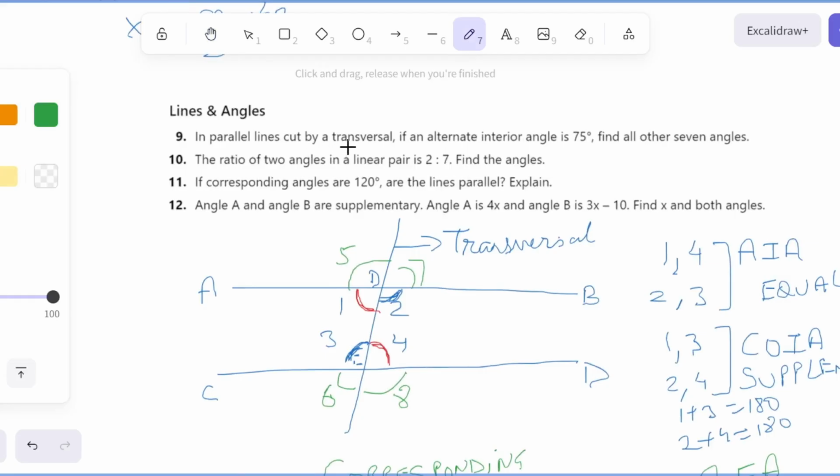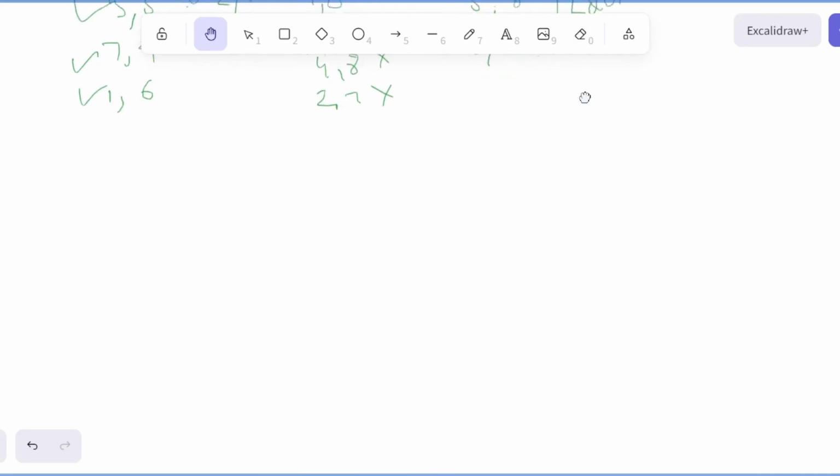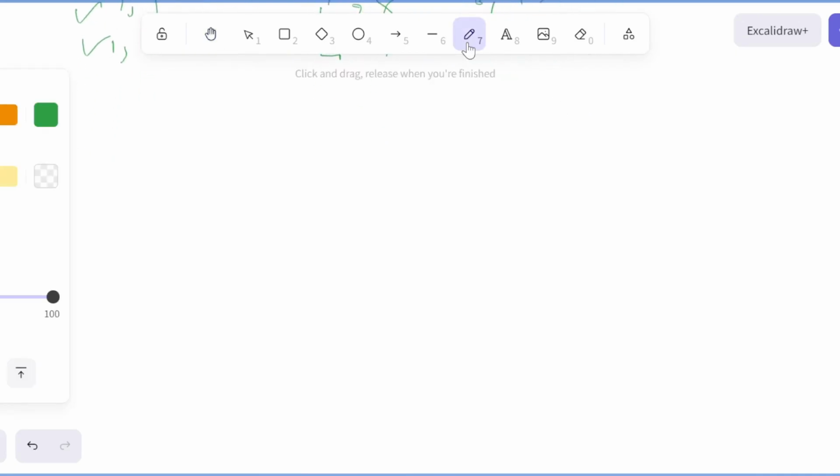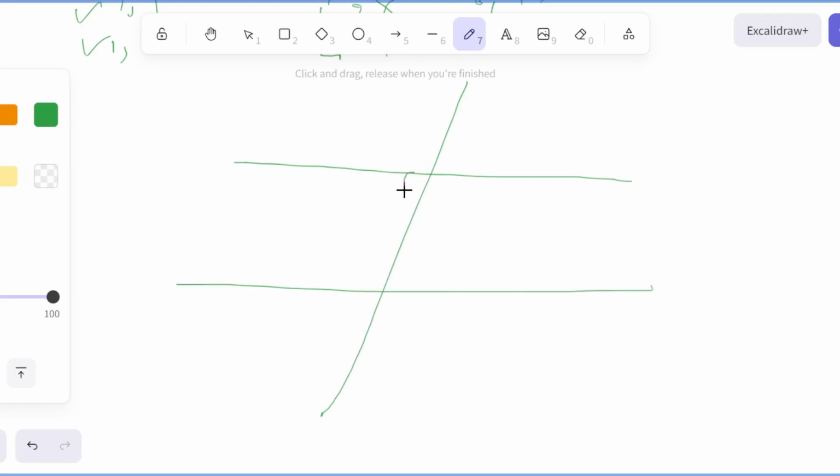In parallel lines cut by a transversal, an alternate interior angle is 75. Find all other 7 angles. A good question. Okay, let's take it. So we are making a straight line. They are saying if this angle is 75, find all other angles. We can do that. Now tell me, if this is 75, what will be this? 75. Super.